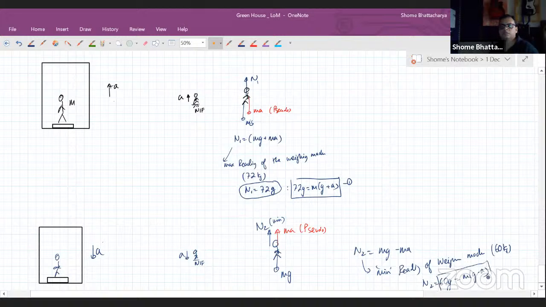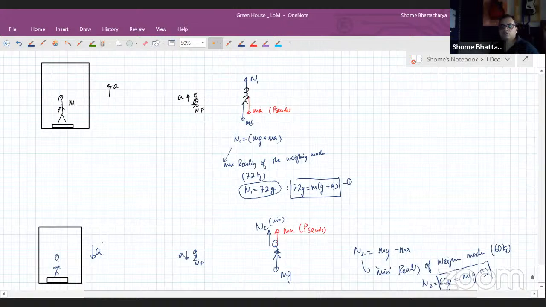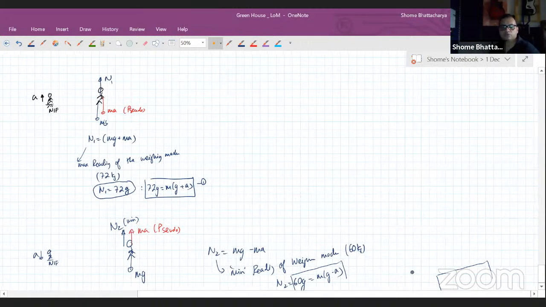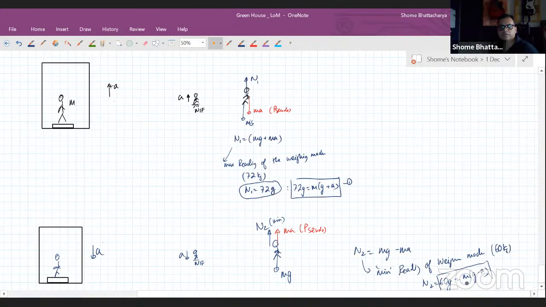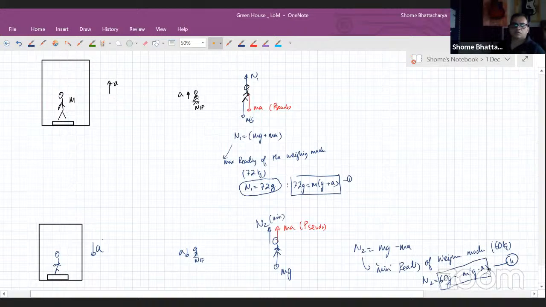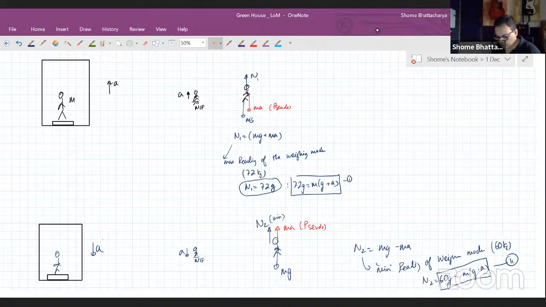So now just solve equations 1 and 2 and you will get the value of whatever you require, whether you're solving for m or for a. So hope this question is clear. Okay, let's come to the 19th question now.